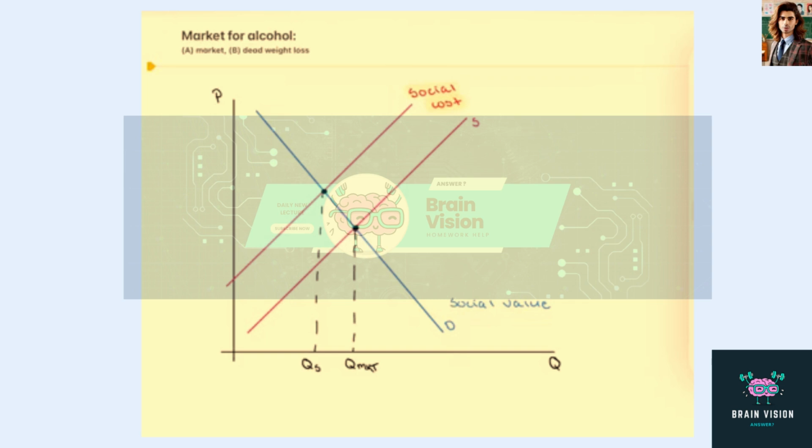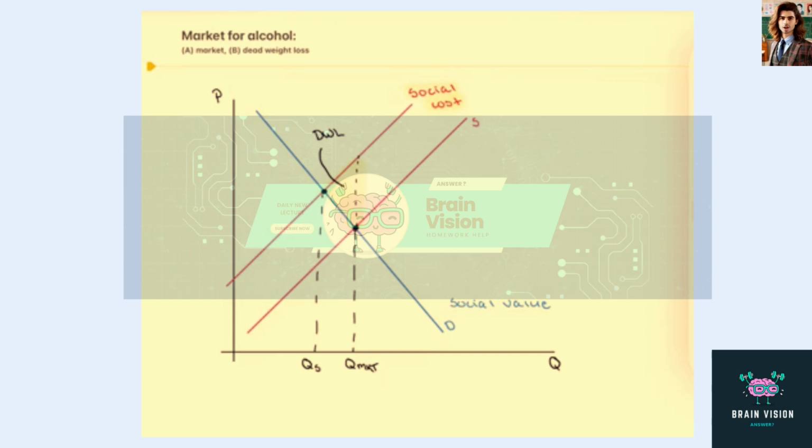And the deadweight loss occurs for the units of alcohol that are consumed when social cost is greater than social value. So what we can see here is that if our market quantity were to increase, some people are going to be consuming within this triangle right here. And this triangle is actually our deadweight loss, because these are the quantities of alcohol that are going to be consumed irregardless of the fact that social cost outweighs social value.